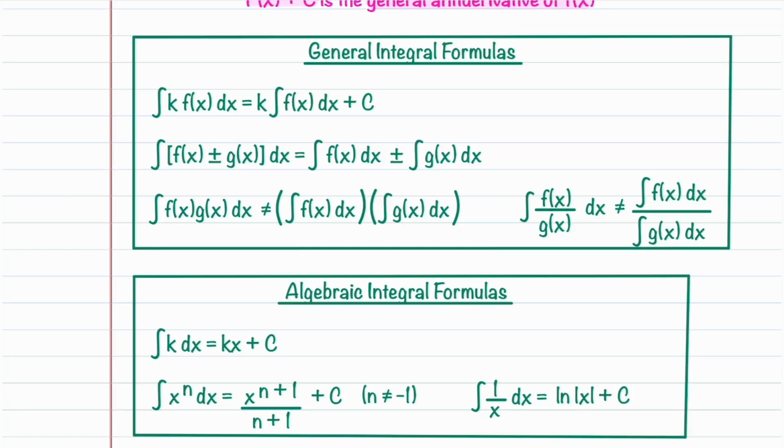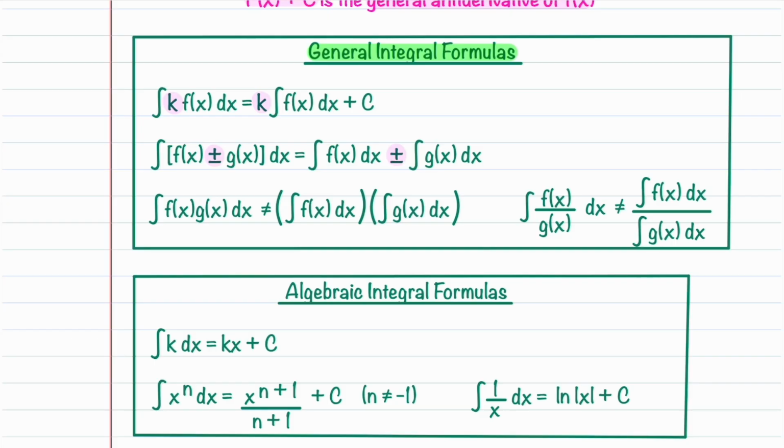Let's now walk through some basic integration formulas that you're going to need to know. We'll begin with some general integral formulas. When you integrate a constant times a function, you can just take that constant out in front and then just integrate the function. If you have the integral of one function plus or minus another function, you can integrate both of those functions separately and then just add or subtract them.